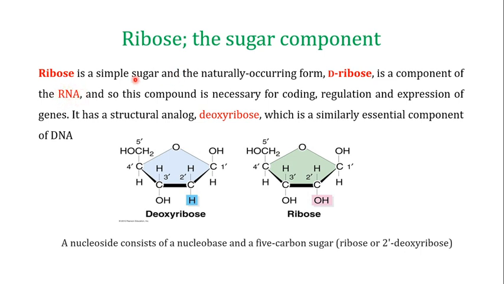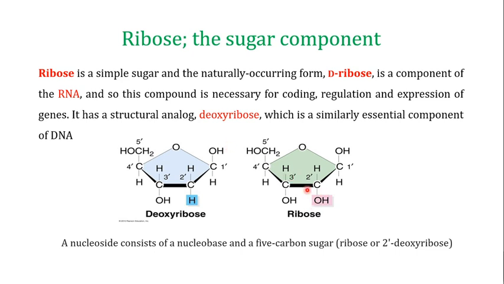You can see sugars can exist in different forms, in the D form and in the L form. So when you talk about the sugar in the nucleic acid, that is actually the D-ribose that is used as a component of the RNA. And this is the structure of the D-ribose over here. As you can see, you have got 1, 2, 3, 4 and 5 carbons in the ribose sugar. Therefore we call this a pentose sugar or a 5 carbon sugar.